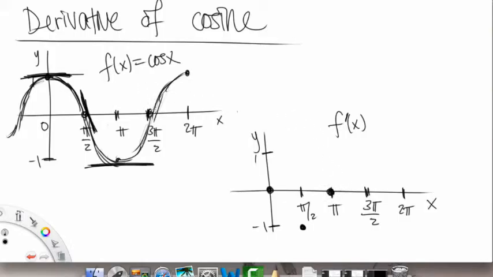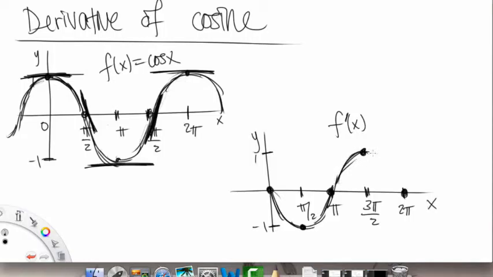And then at 3 pi over 2, we have a positive slope. It's pretty steep, so that's going to go all the way up to 1. And then back at 2 pi, our graph will continue like that, and our tangent line, again, is going to have a slope of 0. So if we connect these dots in a smooth fashion, it's going to look like this, okay?